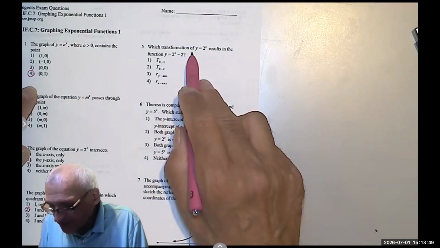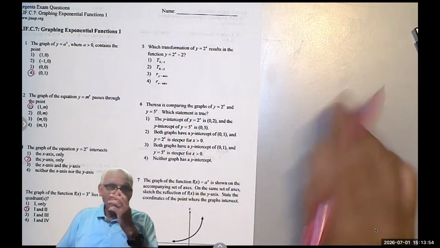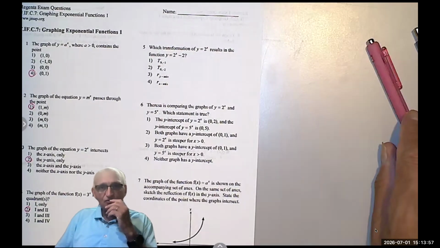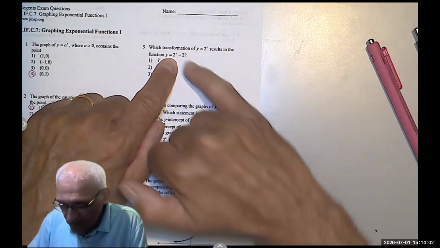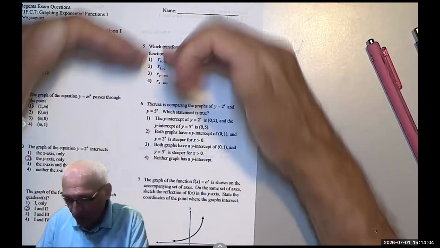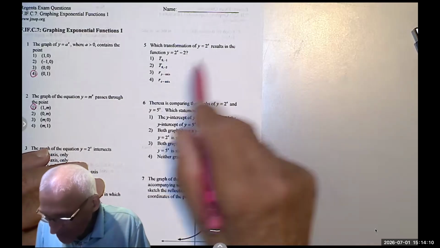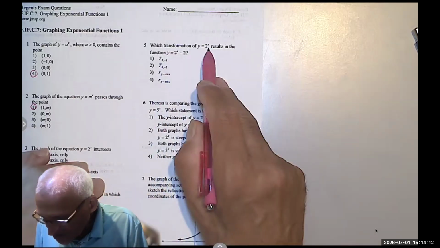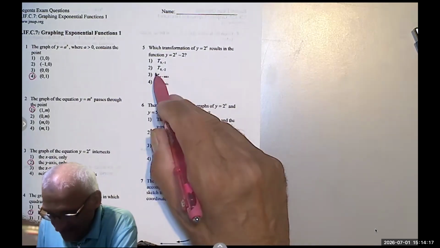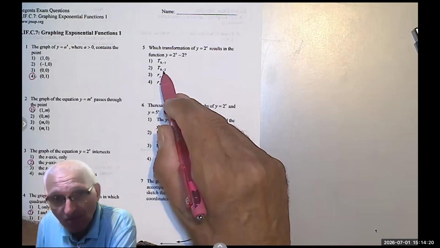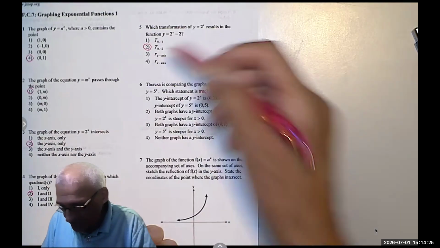Which transformation of y equals 2 to the x results in the function y equals 2 to the x minus 2? So after you get 2 to the x, you subtract 2 to get the y. So it's going down 2 units, right? The transformation is 0 and negative 2, meaning the x doesn't change, but the y will go down 2 units. So it's number 2 again. Wow, we have 2, 2, 2, 3 twos.